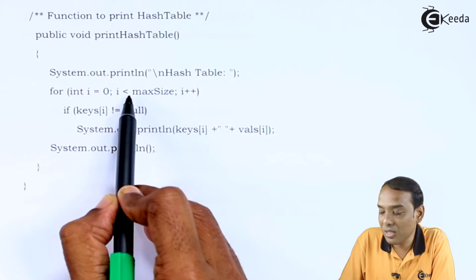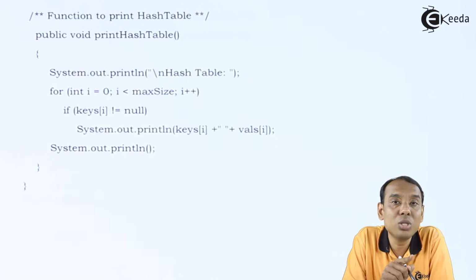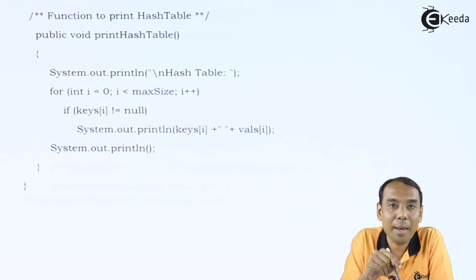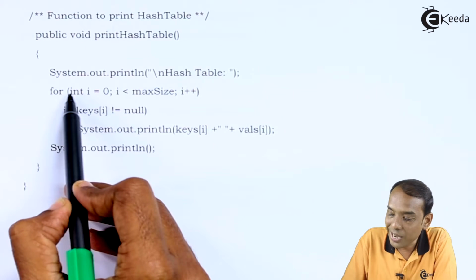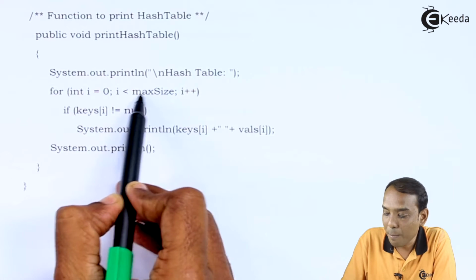This max size is defined by the user using the variable called as capacity. Through the constructor we have passed the value of capacity to the max size. So we write down for int I equal to 0, I less than max size.